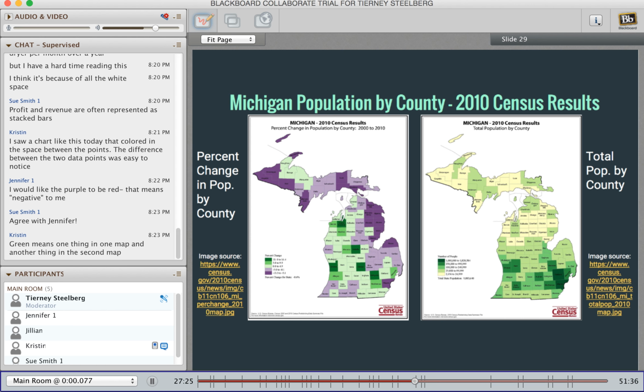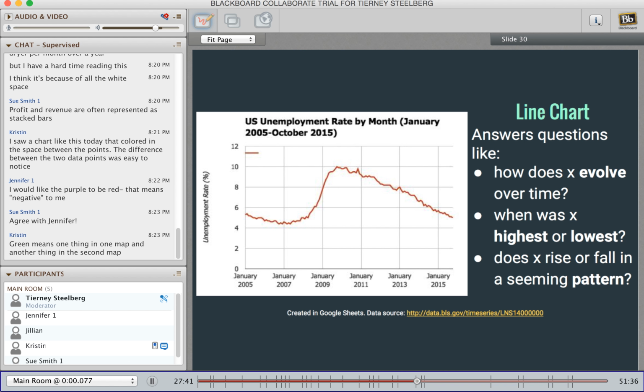Definitely some great points and some interesting things to notice about the way we use color in charts and how it can be loaded with meaning that we may not realize, or how there can be expectations for the reading. So on to the next chart type.